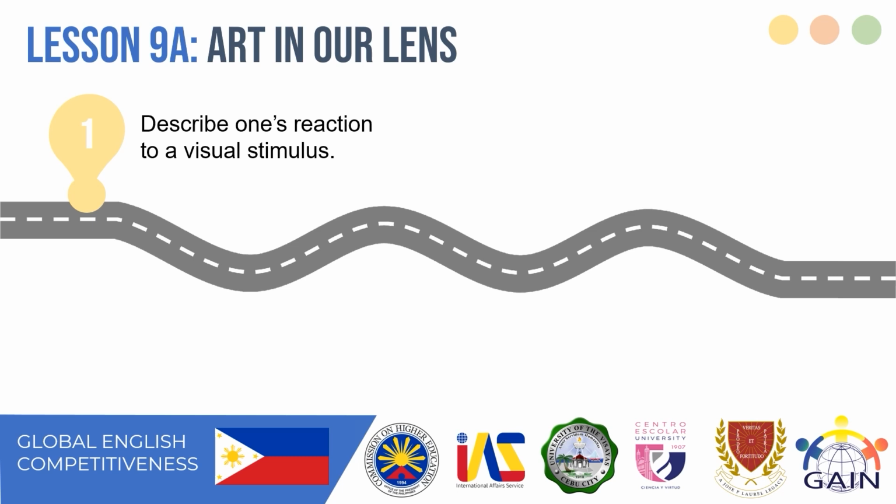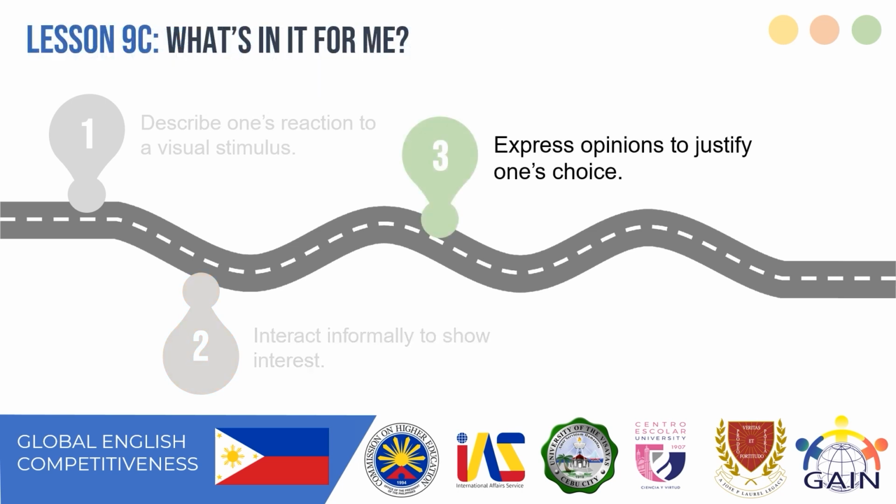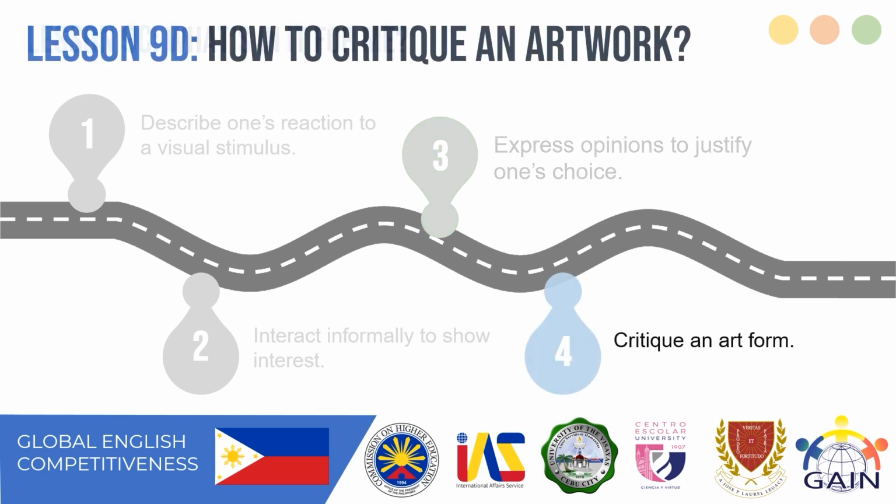As you can remember, we have already covered our first three can-do objectives. You already described your reaction to visual stimulus. You also learned how to interact informally to show interest. And in the previous lesson, you learned how to express opinion to justify your choice. Now let's move on to our last can-do objective, to critique an art form.